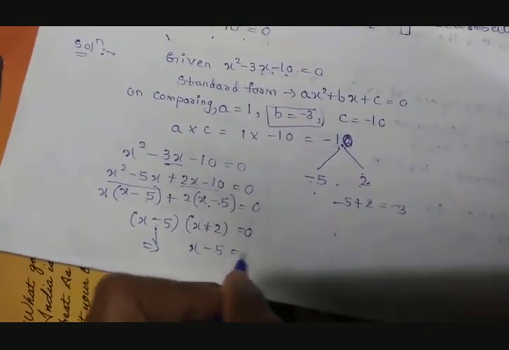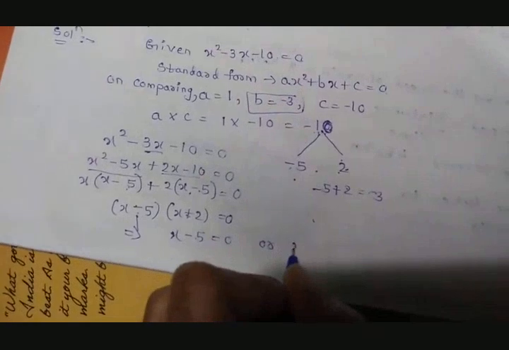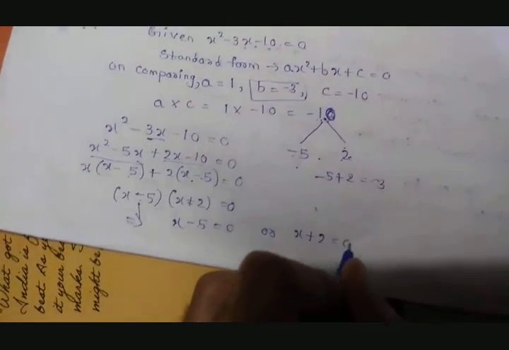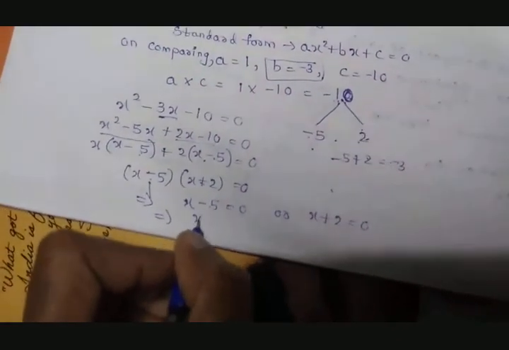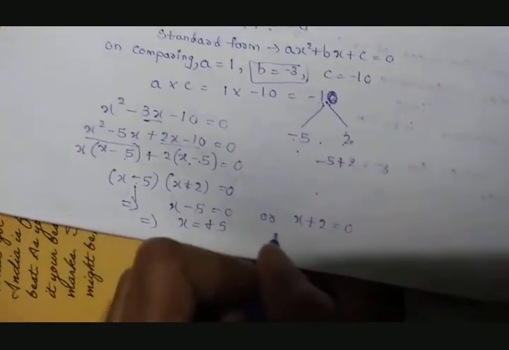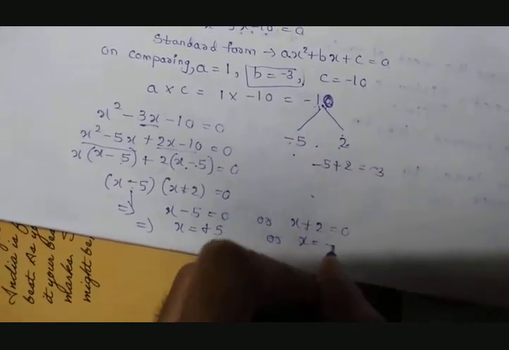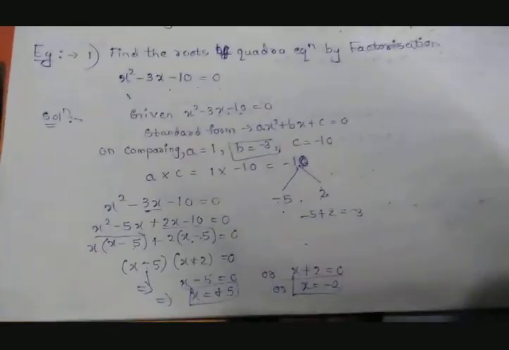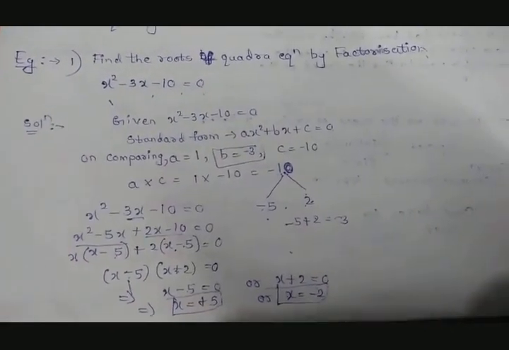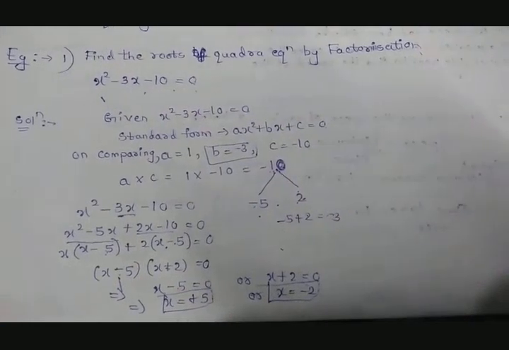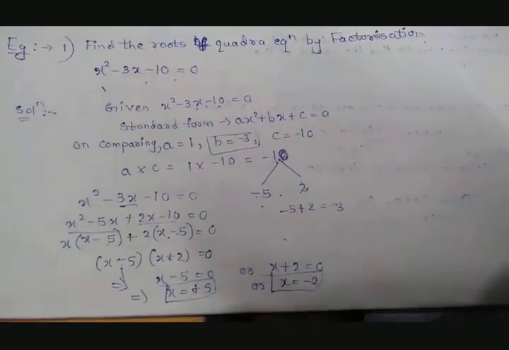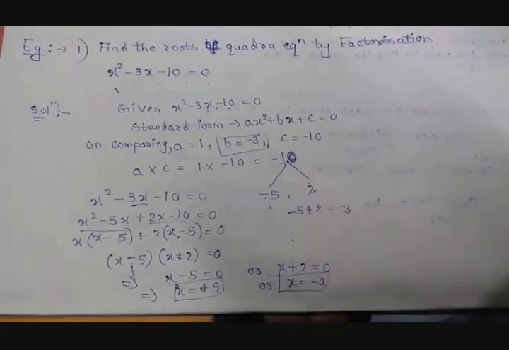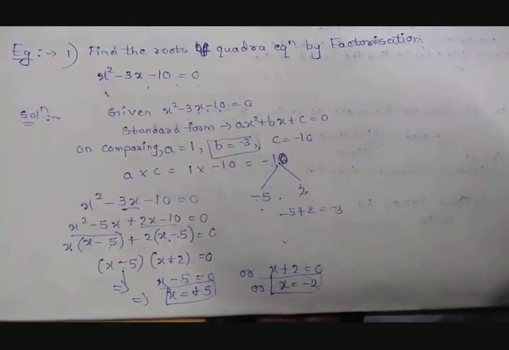Either x minus 5 equals 0 or else x plus 2 equals 0. So this implies x equals plus 5 or x equals minus 2. Hence x equals plus 5 and x equals minus 2 are the roots of the given quadratic equation. So this is how you find the roots of the given quadratic equation by factorization method. Now we shall solve some more problems on factorization.